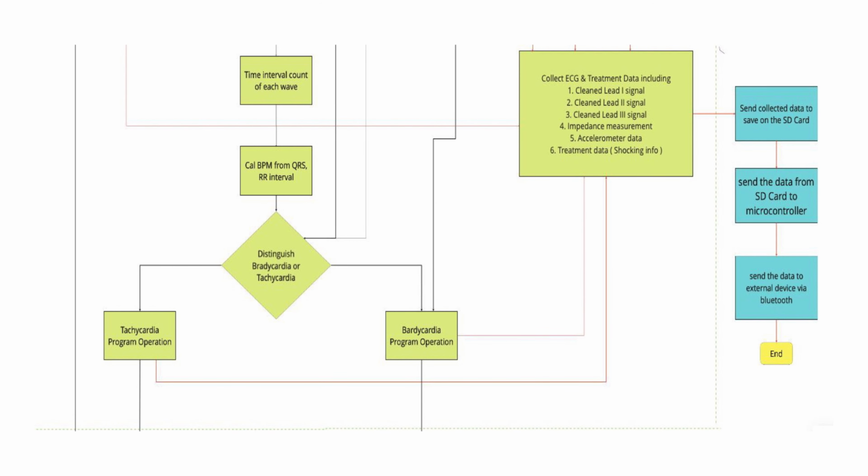After that, the clock in the MCU will count the time interval of the detected signal cycle. This time interval is calculated into BPM via QRS and RR interval. Classifying the patient's condition of bradycardia and tachycardia depends on the rate of BPM, which will have different program treatment operations. The sensor input parameters will also help determine therapy instructions from the microcontroller.